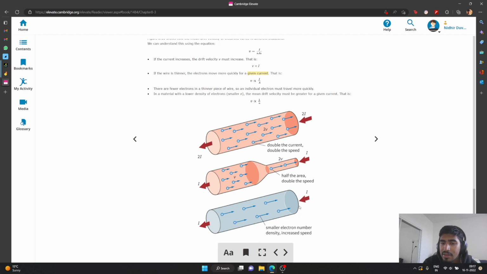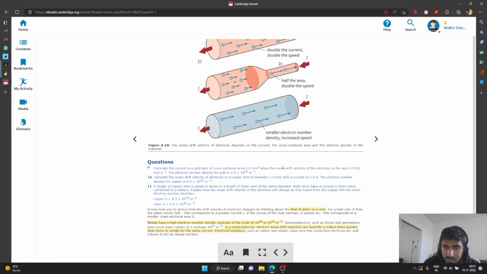And then the final thing, they say that if there are fewer electrons, meaning the number density is less, then for the same current they need to move faster because there are fewer electrons, right? One example they talk about here is very interesting: semiconductors have a lower n as compared to metals. You can see that metals have this higher number, 10 to the power 23. So they are saying that electron drift velocities in semiconductors are typically a million times greater than those in metals, right? Because they basically need to move faster.